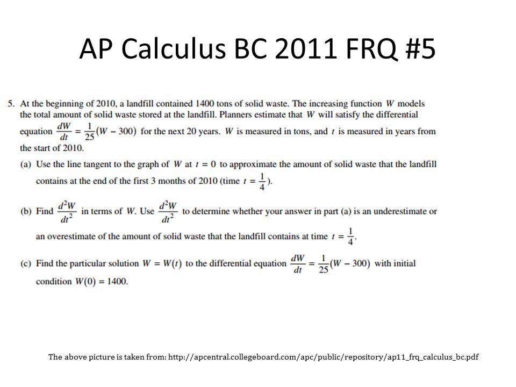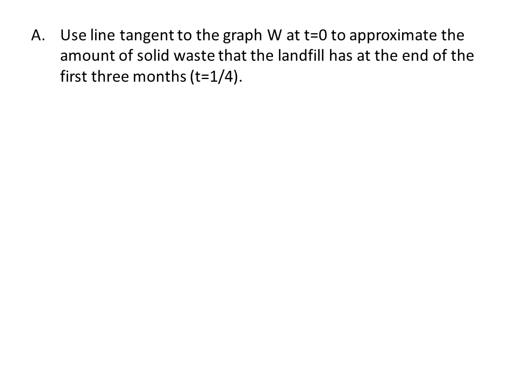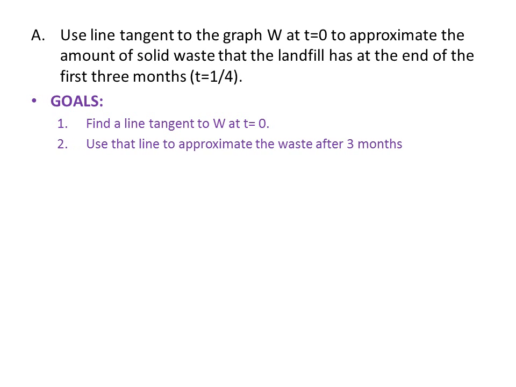So let's start off with the first part. Part A asks us to use the line tangent to the graph of W at t equals 0 to approximate the amount of solid waste that the landfill has at the end of the first 3 months, or the first quarter of the year. So the two goals are, first, to find the tangent line to W at t equals 0, and second, once we find the tangent line, to use it to approximate the waste after 3 months. Before we begin, it's important to note that dW/dt is just a notation for the derivative of W with respect to time.